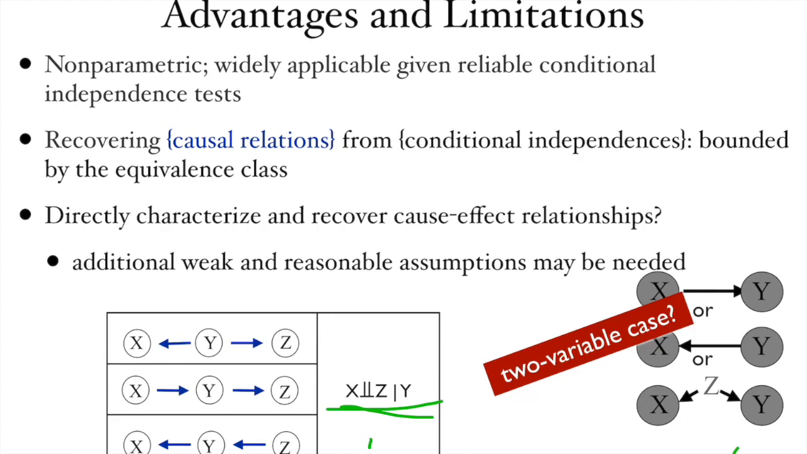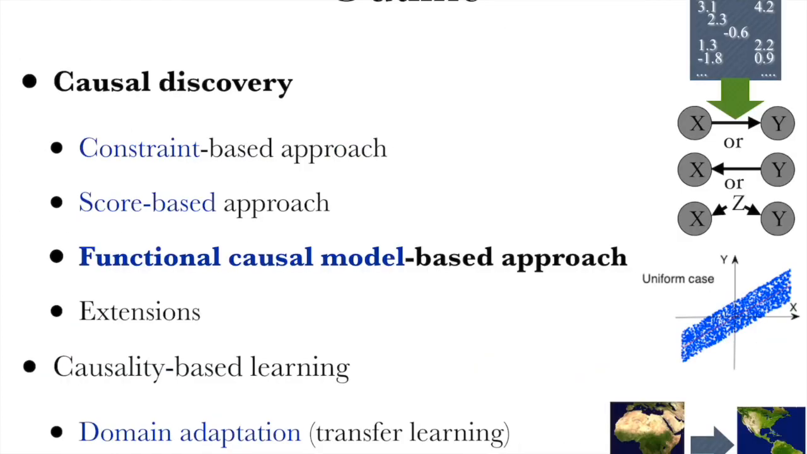So consider another example. If you have only two variables, clearly with this method, you have no idea. You can only say whether they are independent or not, right? Or further, with the faithfulness assumption, you can say whether they are adjacent or not, but you have no idea about the causal direction, right? Okay, so now let's talk about the functional causal model based approach.